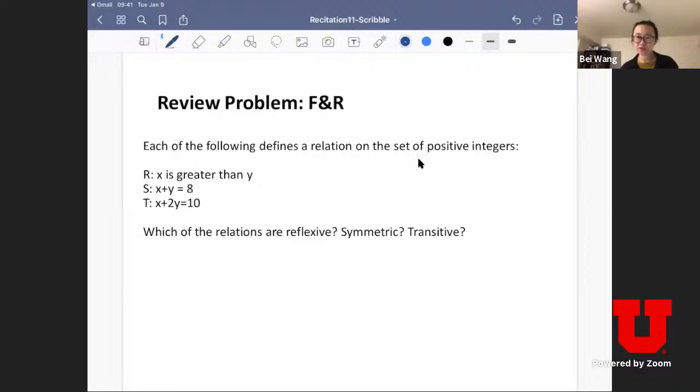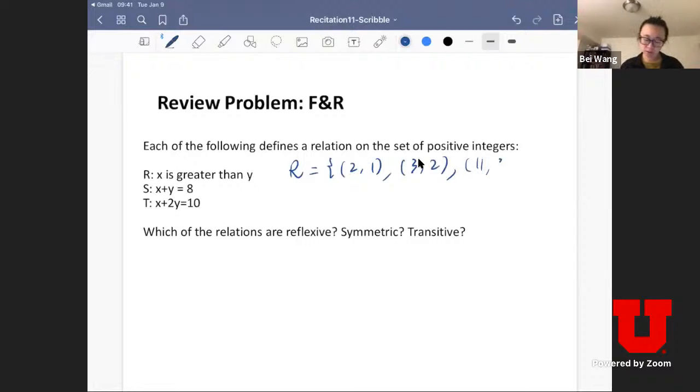So let's first understand what might be in those relations. So I'm going to give some examples, okay? So first of all, R is a pair of positive integers so that x is bigger than y. So what are some examples? For example, (2, 1) is in this relation because 2 is bigger than 1. (3, 2) is in this relation.